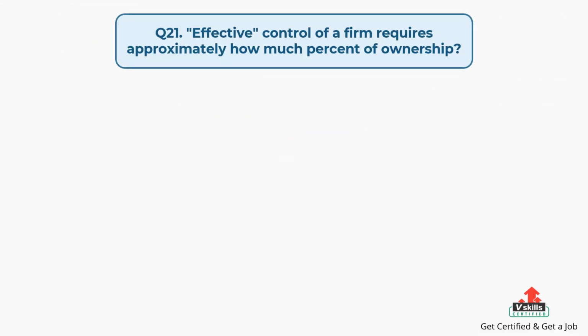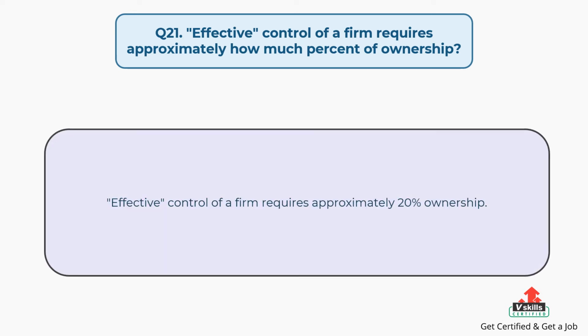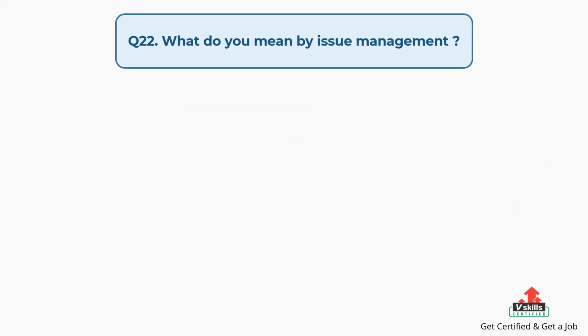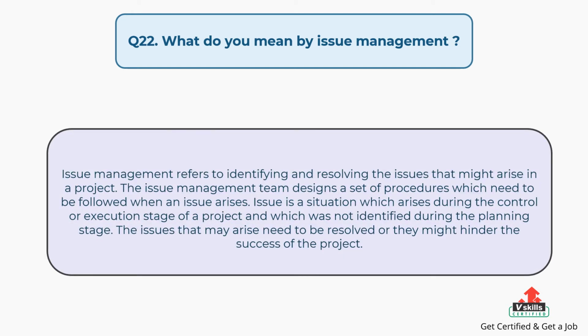Question number 21. Effective control of a firm requires approximately how much percent of ownership? The answer is, effective control of a firm requires approximately 20% ownership. Question number 22. What do you mean by issue management? The answer is, issue management refers to identifying and resolving the issues that might arise in a project. The issue management team designs a set of procedures which need to be followed when an issue arises.